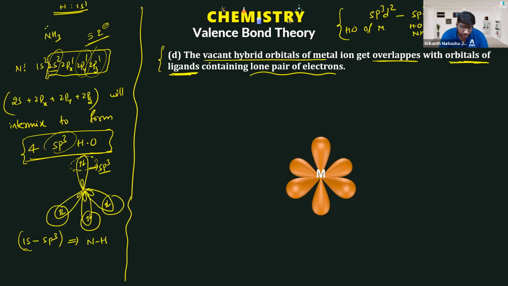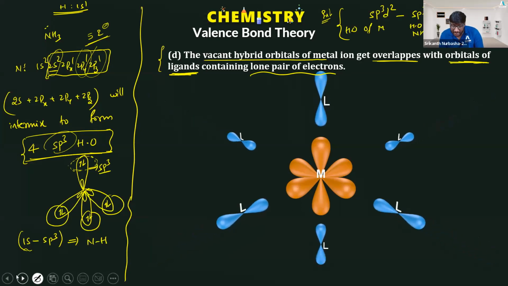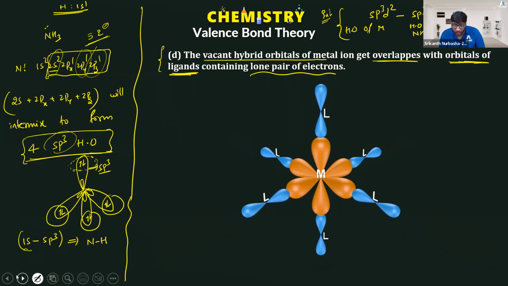That's what they say. The vacant orbitals of the metal ion overlap with orbitals of the ligand containing a lone pair of electrons. Is that point clear? Yes, sir. Very good. See now, metal is there. In the metal, we have hybrid orbitals. From the ligand, we are getting electrons from where? Not arbitrary electrons added. We are having electrons from the ligands which are present in their respective orbitals. That is what they are saying.